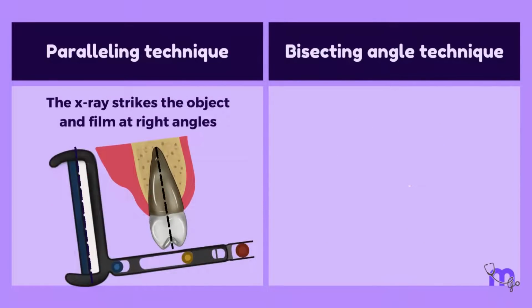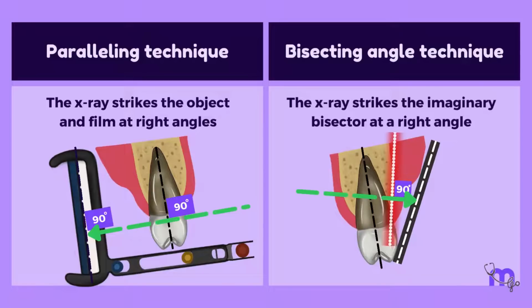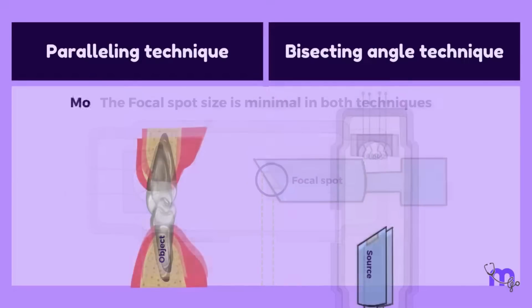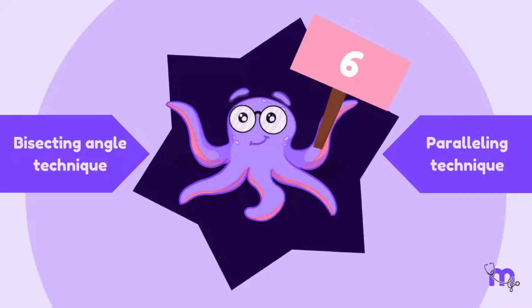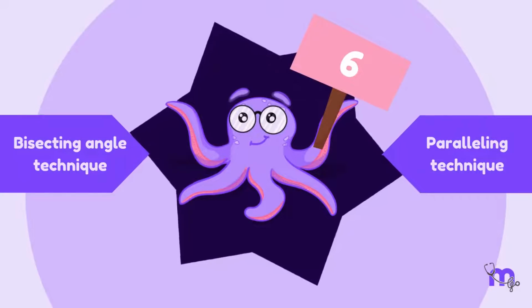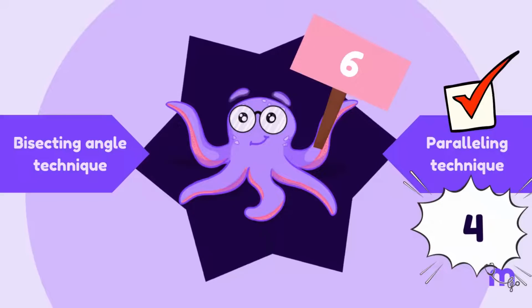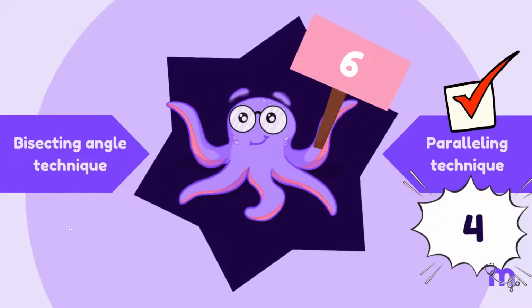X-rays are directed perpendicular to the tooth and receptor in the paralleling technique, while they pass perpendicular to the imaginary bisector in the bisecting angle technique. The focal spot size is minimal in both techniques. Movement of the tube, film, and patient is avoided in both. From this, we can clearly conclude that the paralleling technique gives us a more accurate image since it fulfills four of the key principles for attaining a sharp image, while the bisecting angle technique fulfills only three.